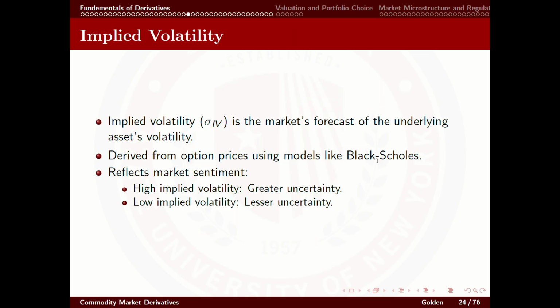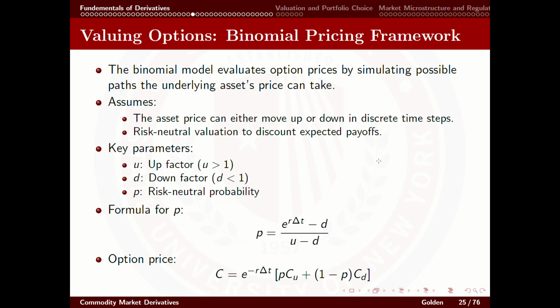Then you have implied volatility, which is the market's forecast of the underlying asset's volatility. This is derived from options prices using models like Black-Scholes, and this reflects market sentiment. High implied volatility means the market considers there to be greater uncertainty, and low implied volatility means there's lesser uncertainty. In the last lecture, we talked a lot about the futures price being the average price of a good. Implied volatility is a statement about how much movement and how much uncertainty is in that average.